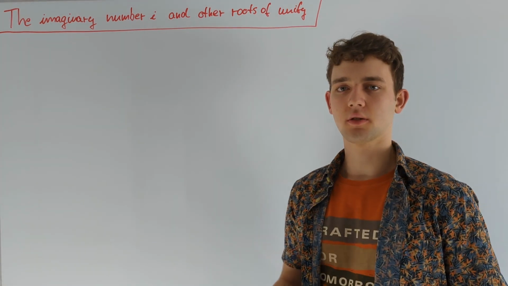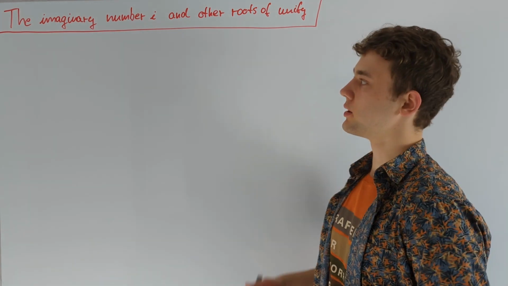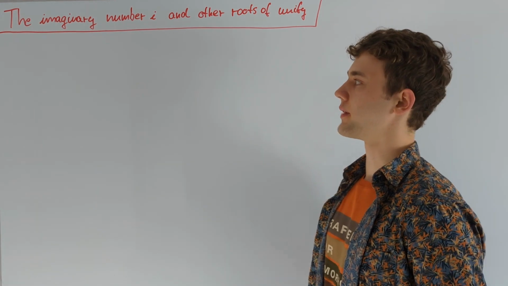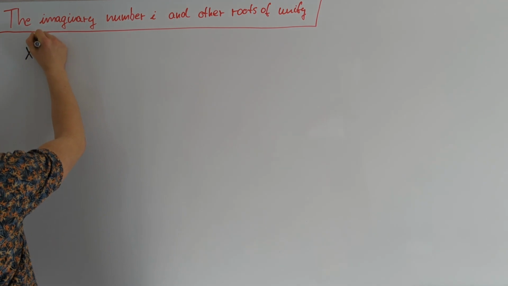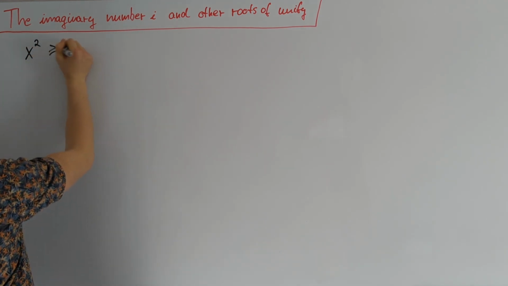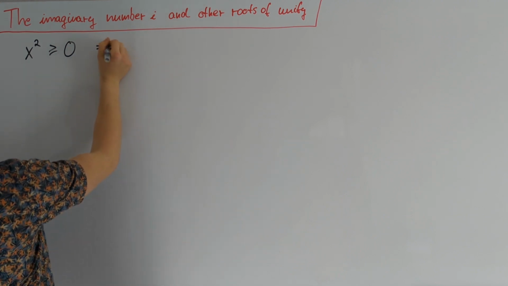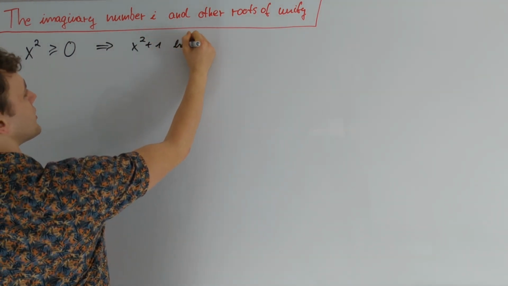A motivation for complex numbers is roots of polynomials. Most of the time we are interested in knowing the roots of a polynomial to then be able to factor it. But we all know that over the real numbers we have the inequality x squared is greater than or equal to 0, and therefore, for instance, the polynomial x squared plus 1 has no real root.